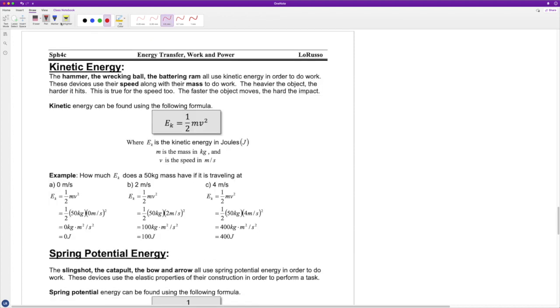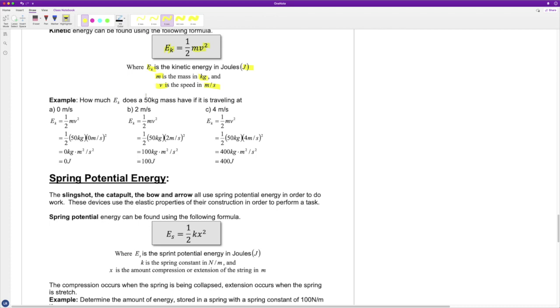Next, kinetic energy. The concept of kinetic energy is, again, the energy associated with motion. And this is specifically bulk kinetic energy. So energy kinetic is equal to 1/2 m, which stands for the mass, and v, which stands for the speed of the object, squared. Now, the key thing is the speed has to be in meters per second, and the mass has to be in kilograms for this to work. And the energy is measured in joules. So let's take a look at a couple of examples.